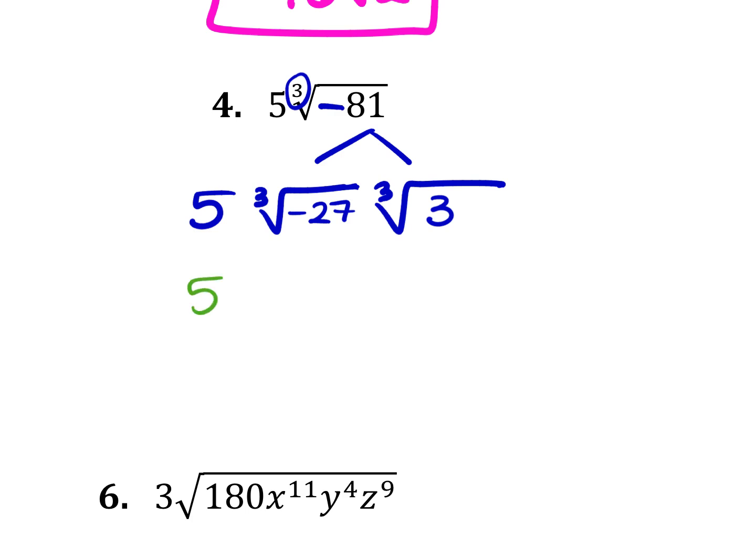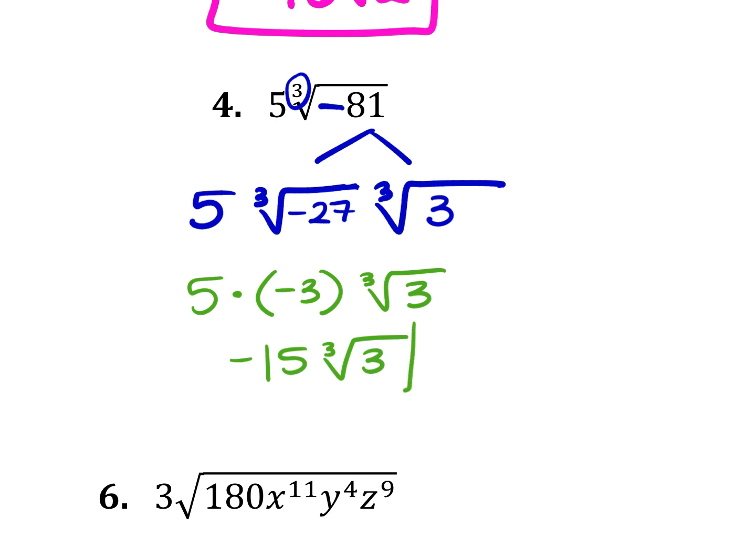This is 5. What's the cube root of negative 27? And again, you don't have to know that off the top of your head. You can plug it into your calculator. What do you get? Negative 3. So 5 times negative 3 times the cube root of 3. And make sure you multiply those, don't add them. So you get a negative 15 times the cube root of 3.